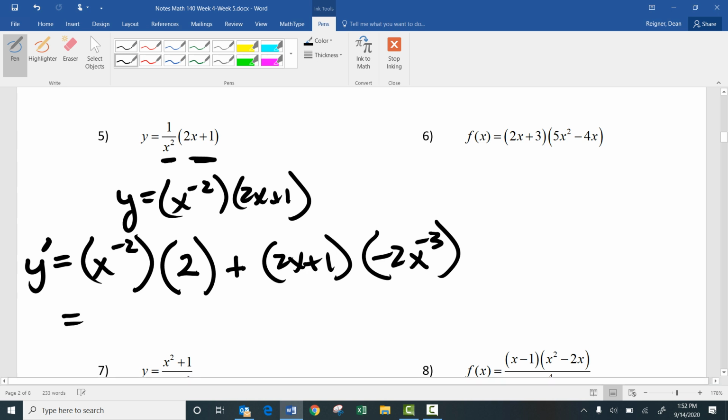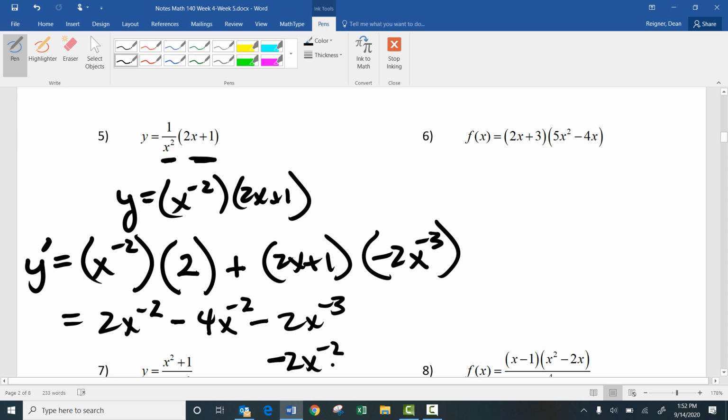So you really don't have to do much with this. You can get rid of the parenthesis there. Here you can multiply this through. So this will be -4 x to the add the exponents, which is -2, and then minus 2x to the -3. And then you can actually add these together. So -2x to the -2 minus 2x to the -3 would be your answer then for y prime. Okay? All right, next one.